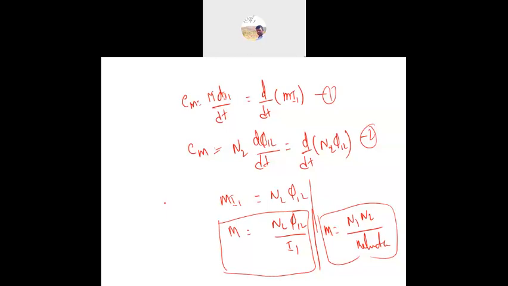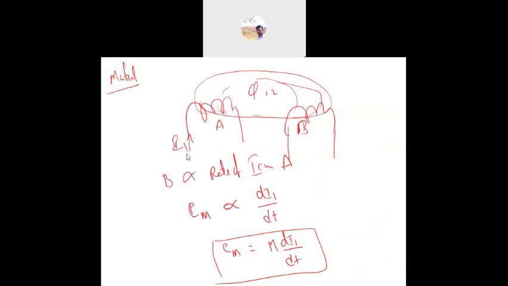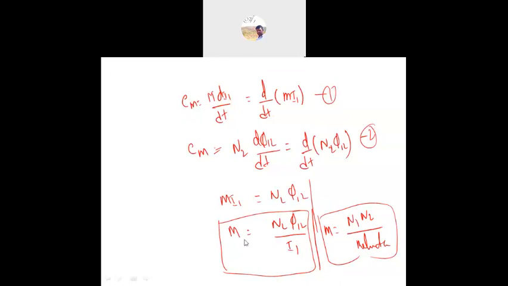So this is about mutual inductance. Here we are saying that the rate of change of current in coil A causes an EMF to be induced in coil B. So EM is directly proportional to dI1 by dt, and from that we write M is equal to N2 φ12 by I1. This is about mutual inductance.